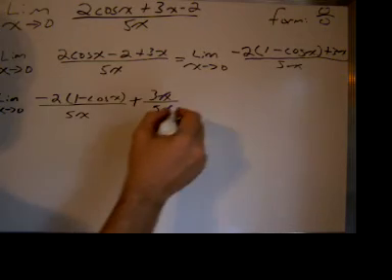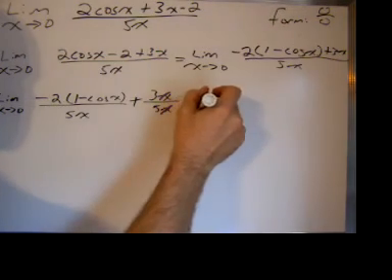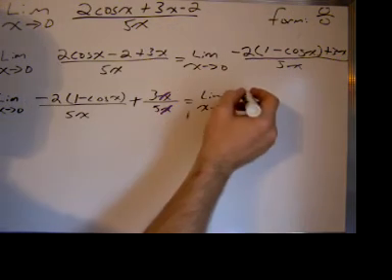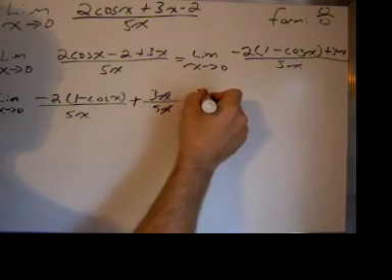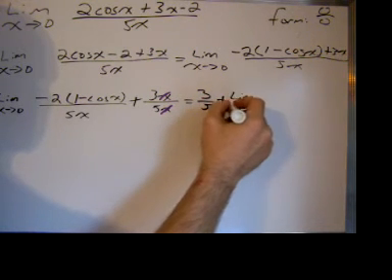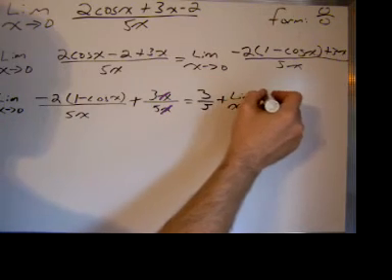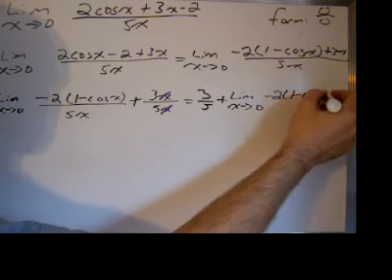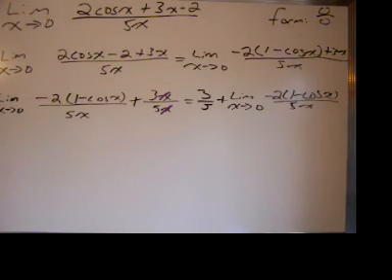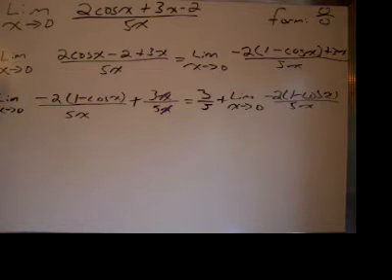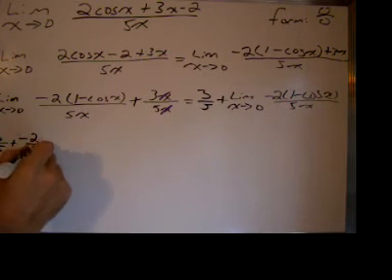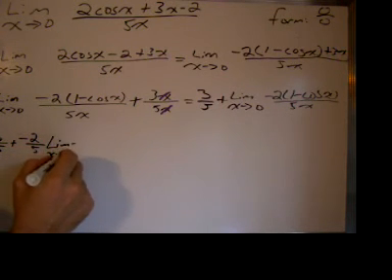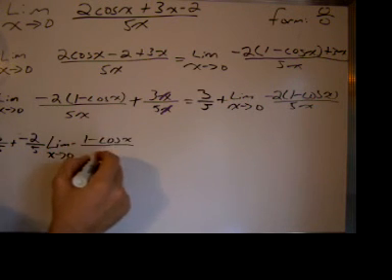So I'm just going to rewrite this limit as equals the limit as x approaches 0 from both sides of, I apologize, let me erase this. Say 3/5 plus the limit as x approaches 0 from both sides of negative 2 times 1 minus the cosine of x divided by 5x. So now I could actually factor out the negative 2 over 5 as well. So I'm going to rewrite the limit as 3 over 5 plus negative 2 over 5 times the limit as x approaches 0 of 1 minus the cosine of x over x.